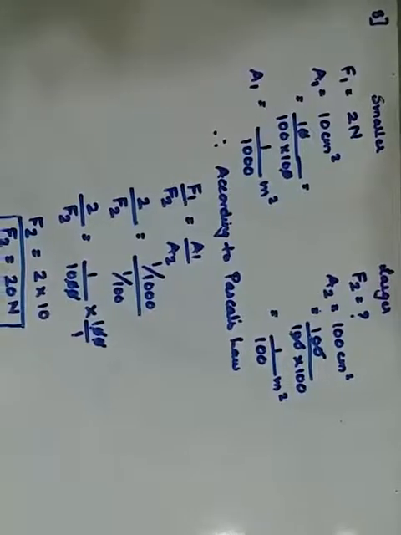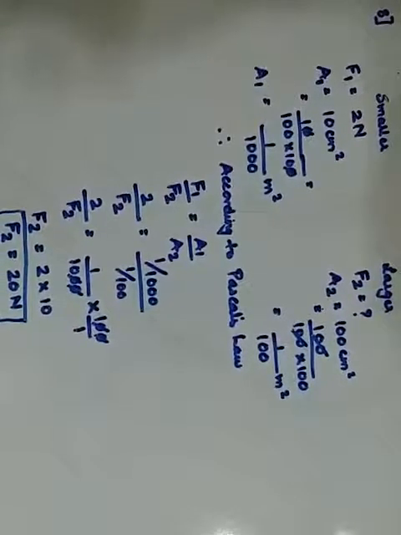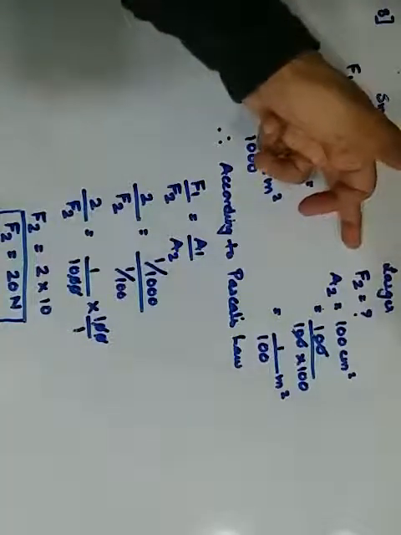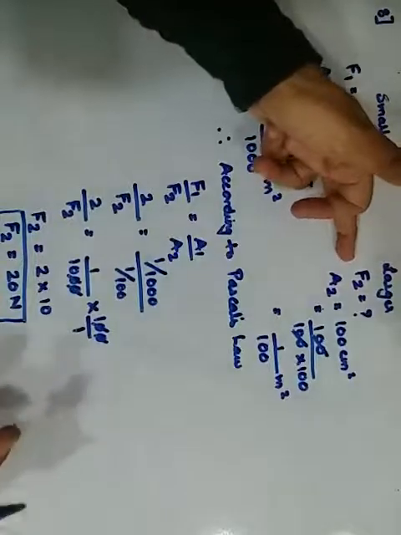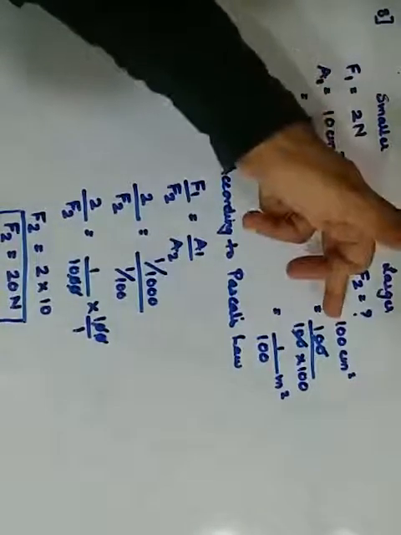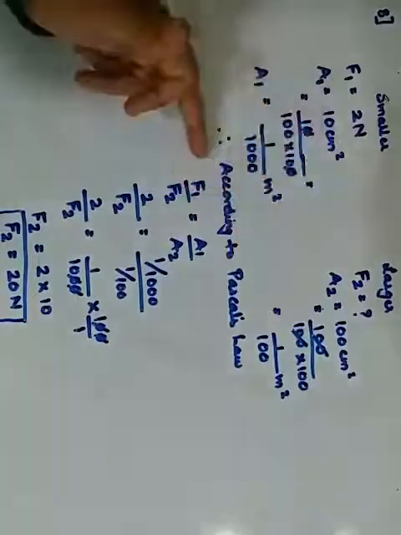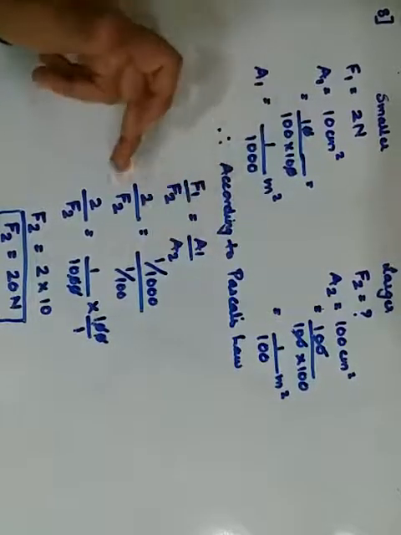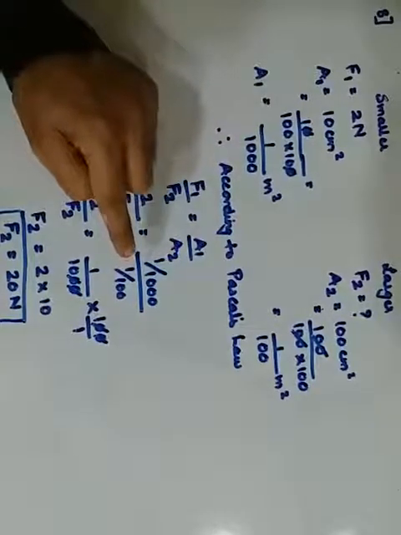Are you able to view it properly? What I did was, whenever it is a problem related to hydraulic machine, always there will be a smaller and a larger cylinder. They have given the data. The force acting on the smaller piston is 2 Newton and its area is given in centimeter square. First I converted into meter square and kept it as fraction. For the larger piston, we are supposed to find how much force is exerted, and the area is again given in centimeter square. I converted into meter square, and according to Pascal's law, simple formula, F1 upon F2 is equal to A1 upon A2. Put the data and just don't get confused over here.